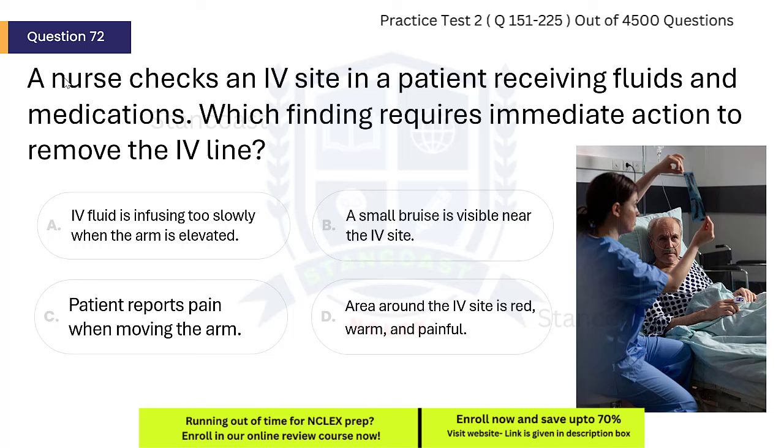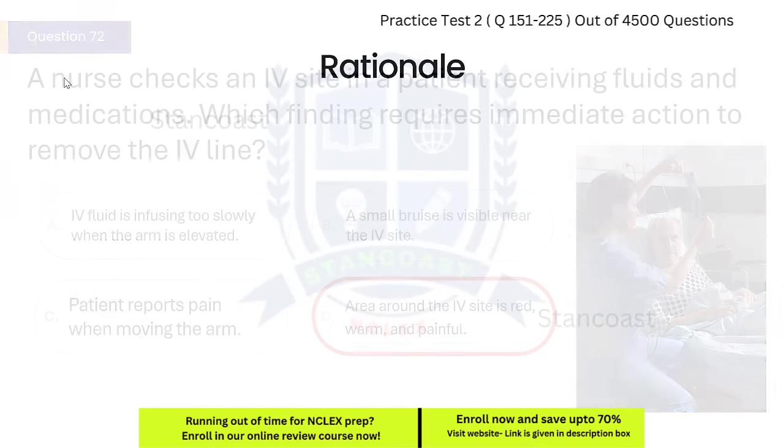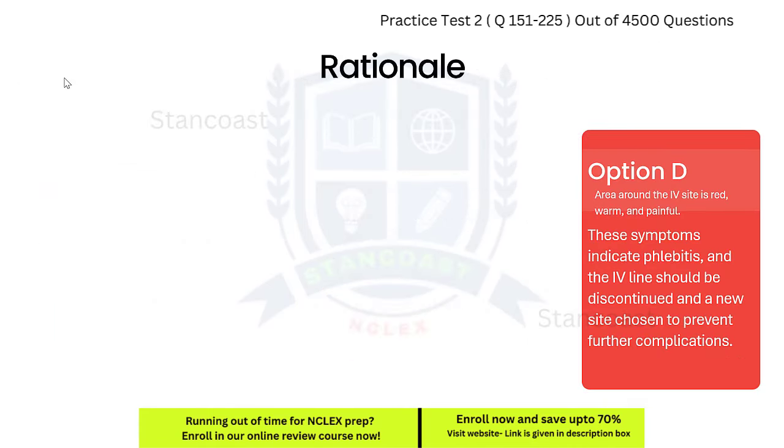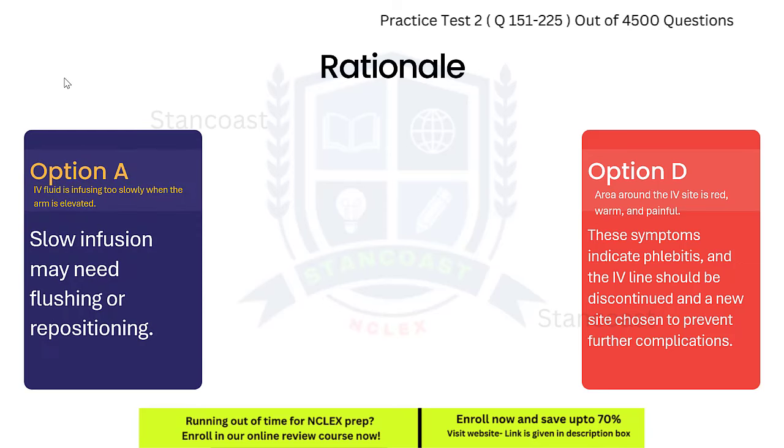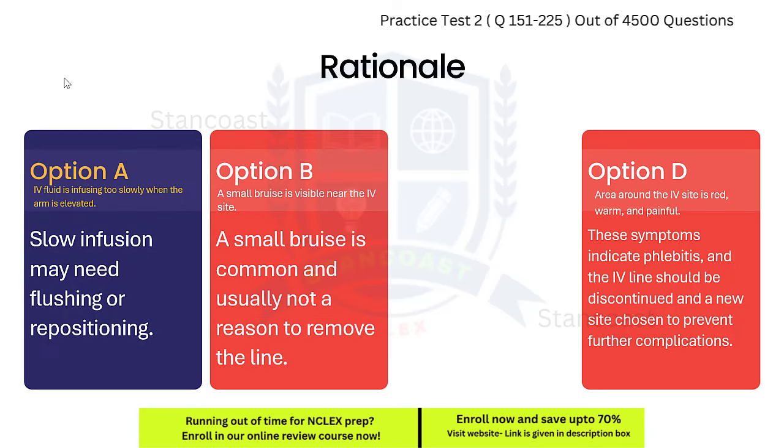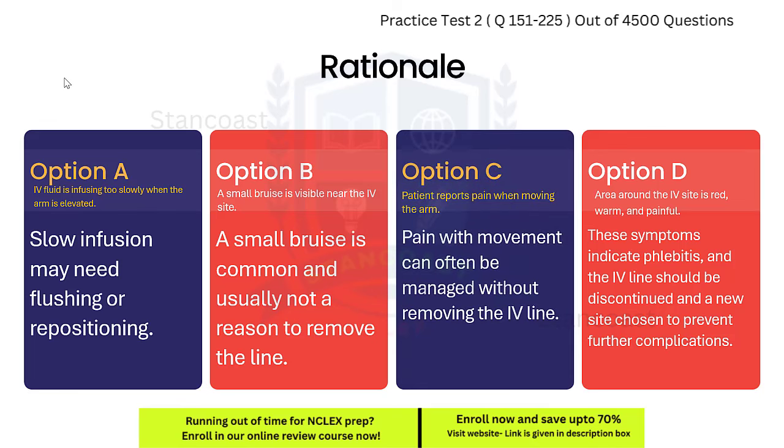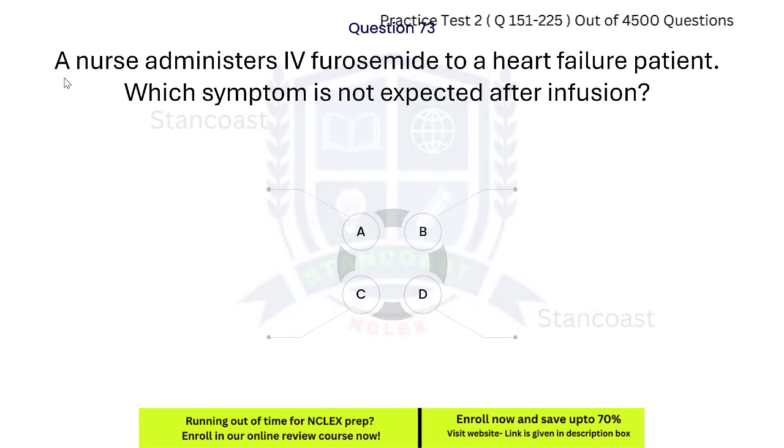The correct answer is D. Area around the intravenous site is red, warm, and painful. These symptoms indicate phlebitis, and the intravenous line should be discontinued and a new site chosen to prevent further complications. Slow infusion may need flushing or repositioning, and a small bruise is common and usually not a reason to remove the line.